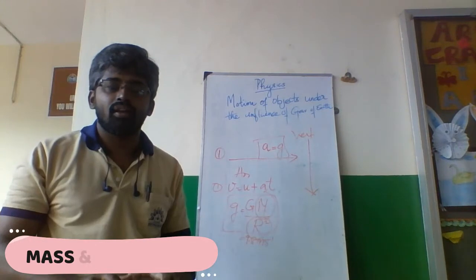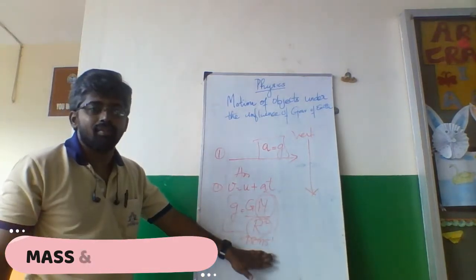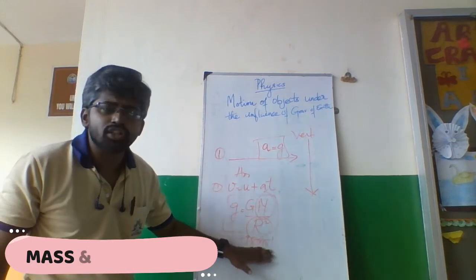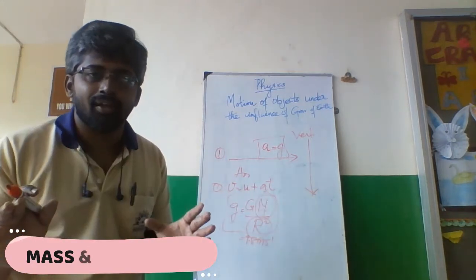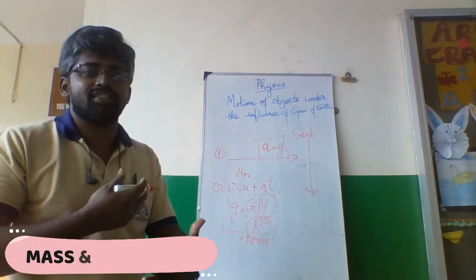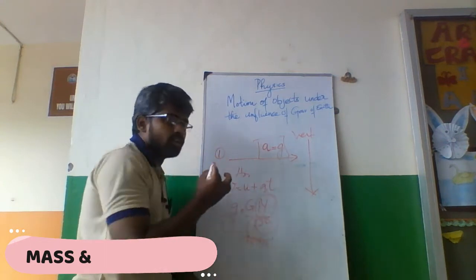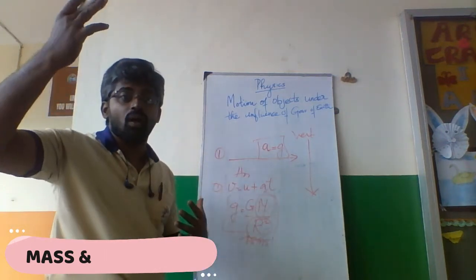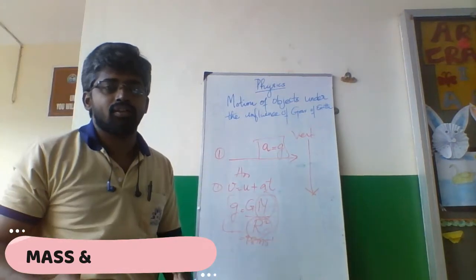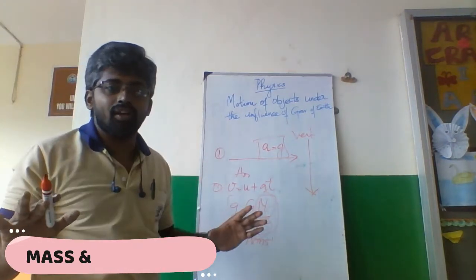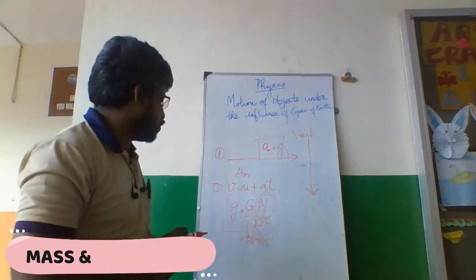On earth every object will have the same acceleration due to gravity, but will the acceleration due to gravity on the moon and the earth be the same? No, they are not the same, because the mass is different and the radius of the moon is different. So acceleration due to gravity on the moon is different, but on earth it is not dependent on the mass of the object. This is an important point you should know.